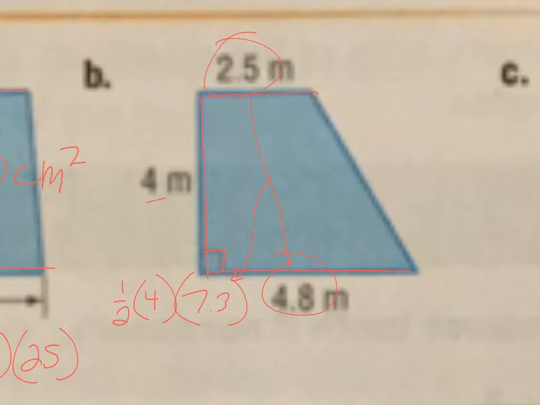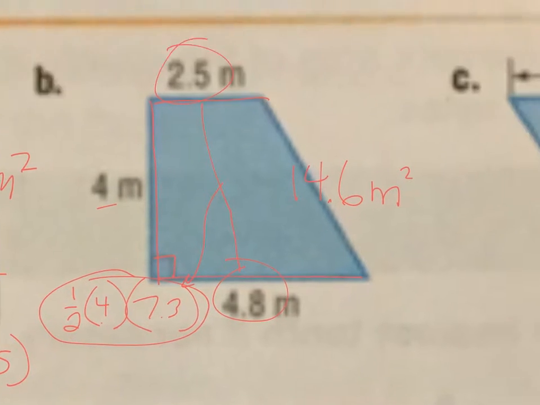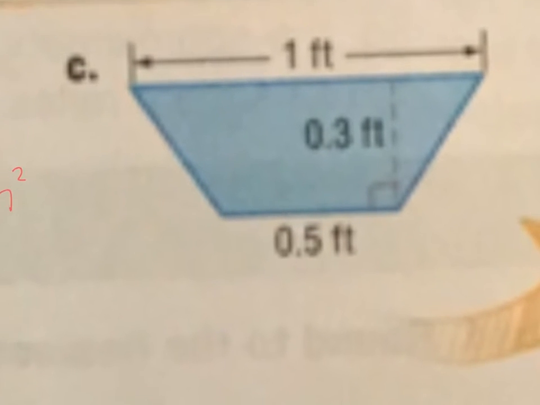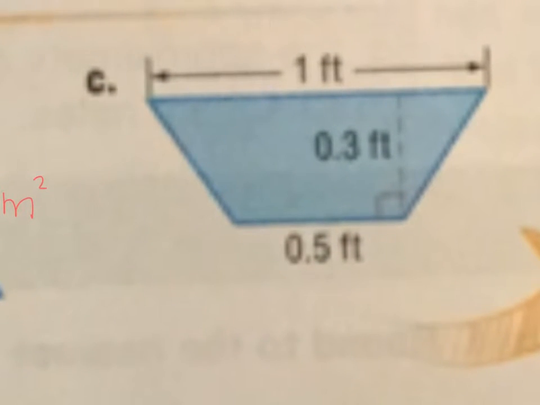Now I'm going to put these all together. So 1/2 times 4 is 2, and then 2 times 7.3 is 14.6, and we're talking meters squared. All right, last one. Maybe you want to try this one on your own. So pause the video and then come back and see how you did.